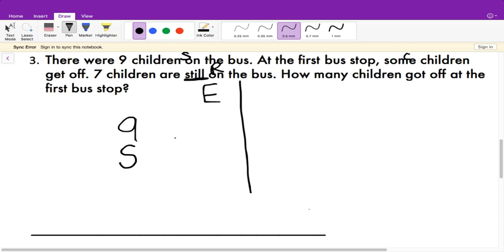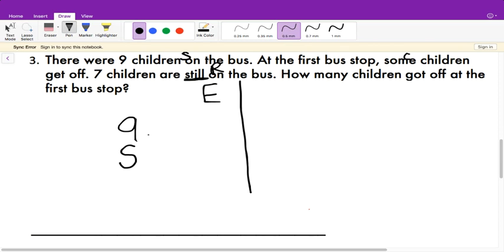Now I need to think, is this change adding more children or is it taking children away from this amount, from 9 children that were on the bus? So let's think about this. The change says some children get off. What do you think? Is this addition or subtraction?